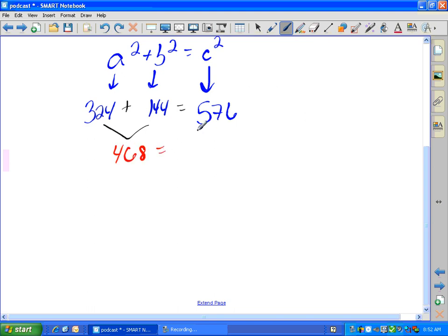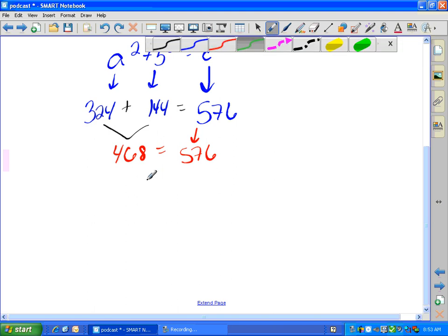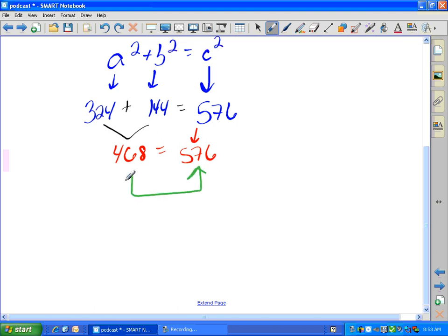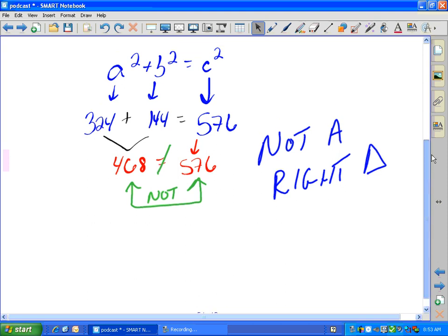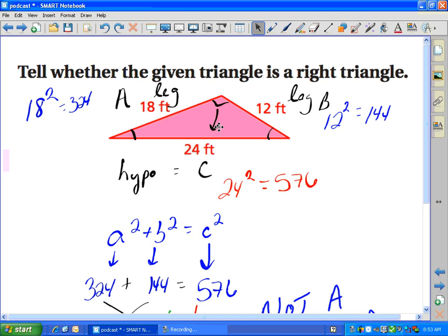I was looking for 576. Since these are not the same number, by definition, they are not equal. Since they are not equal, this is not a right triangle. If you get to the end and they're not the same number, then by definition they're not equal. If they're not equal, this is not a right triangle.